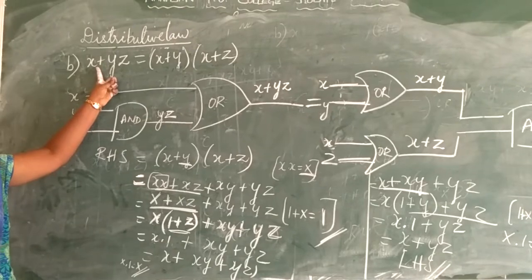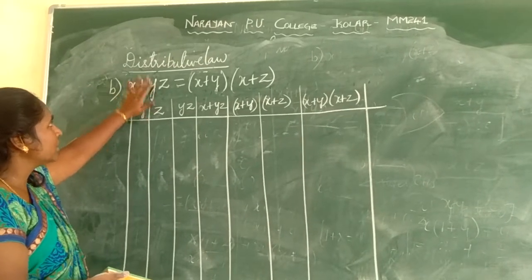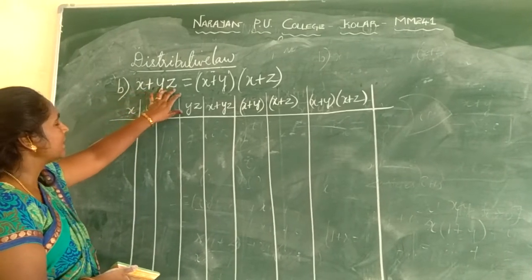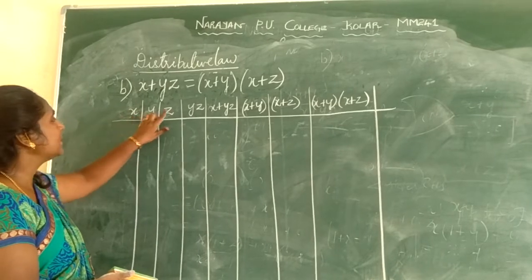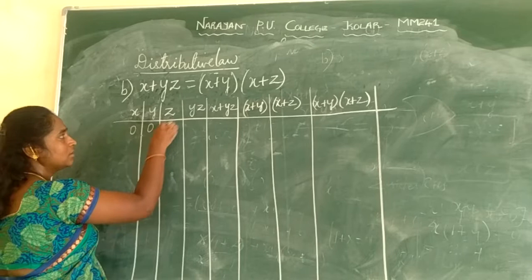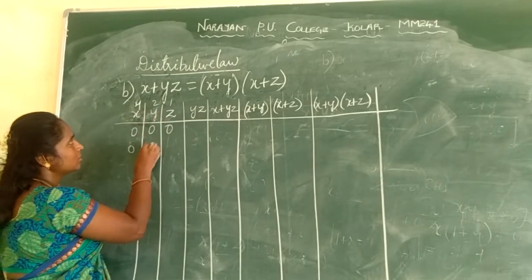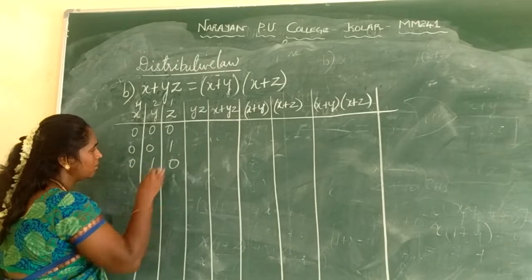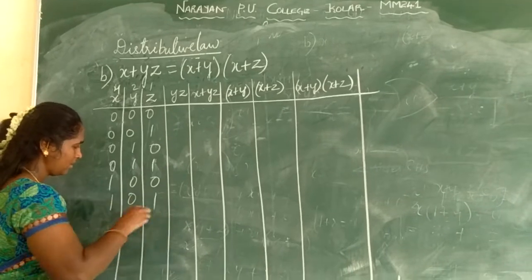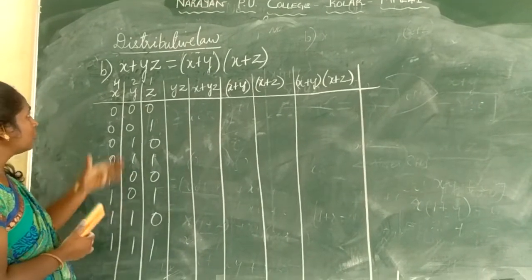So next we will see the truth table of this particular law, which is under the distributive law. Here I am considering three variables x, y, z. So three inputs x, y, z. We will assign the inputs 0, 0, 0, 0, 0, 1, 0, 1, 0, 0, 1, 1, 1, 0, 0, 1, 0, 1, 1, 1, 0, 1, 1, 1. Okay.